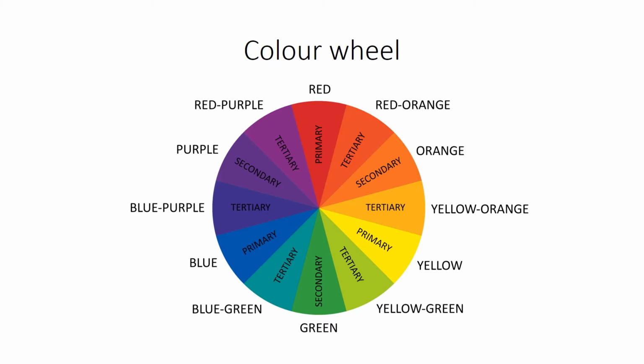A tertiary colour is a colour that's been created by mixing a primary colour with an adjacent secondary colour. So for example, yellow and orange would make a yellowed orange. These tertiary colours are placed between their respective primary and secondary colours on the colour wheel.